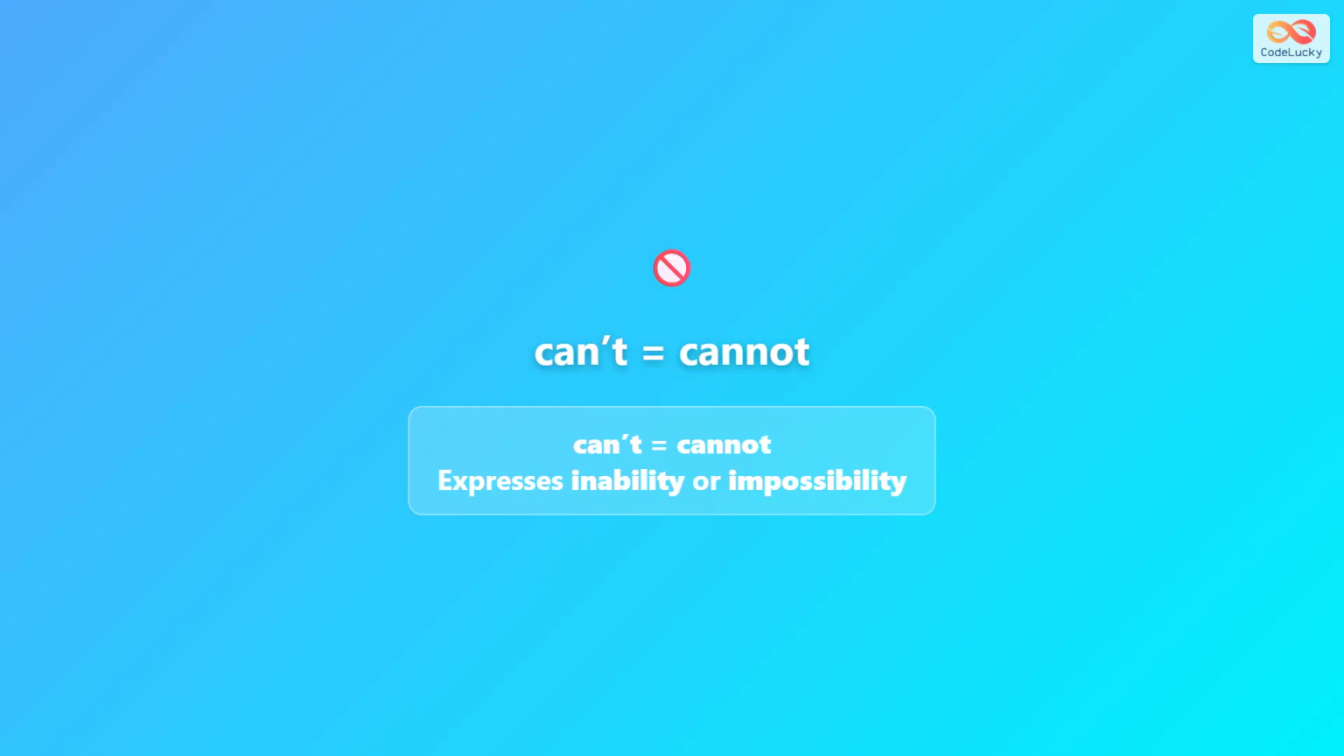Cannot means inability or impossibility. Use cannot when someone cannot do something or when something cannot happen. Cannot is the most common negative modal for beginners to learn first.